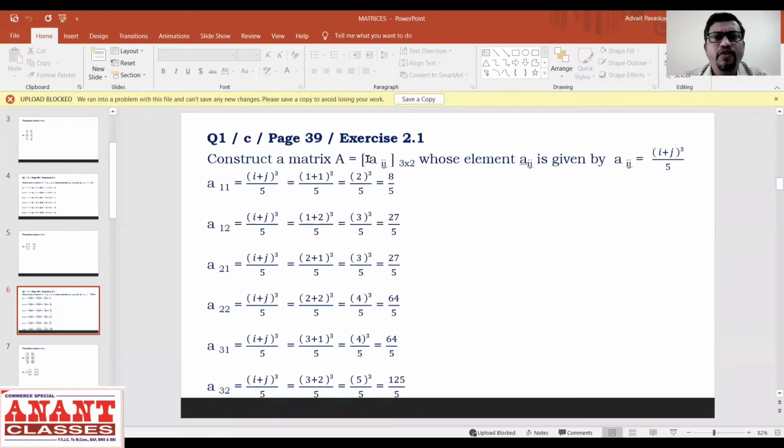Construct a matrix A of order 3 by 2 whose element aij is given by (i plus j) whole cube divided by 5, (i plus j) whole cube divided by 5. Yes, this formula will be given in the question, then only we can find out the value, otherwise we will write only ij. So the matrix that is to be constructed here, the formula is already given in the question.